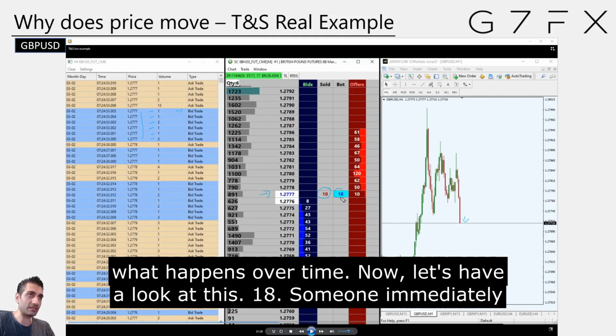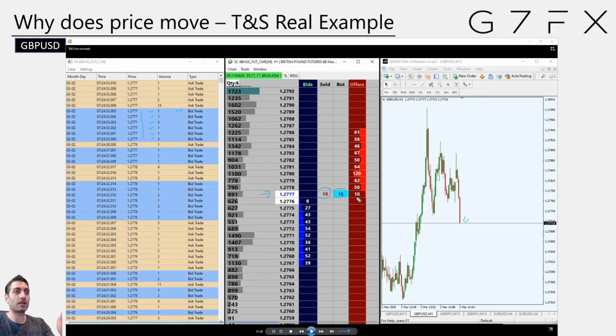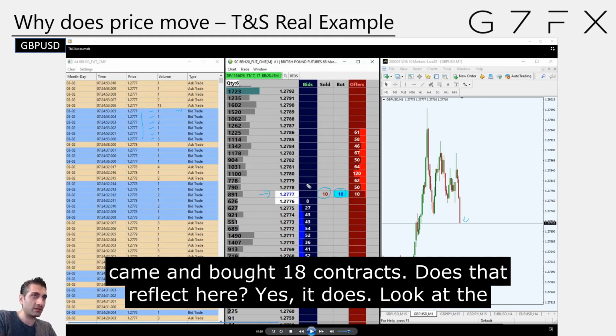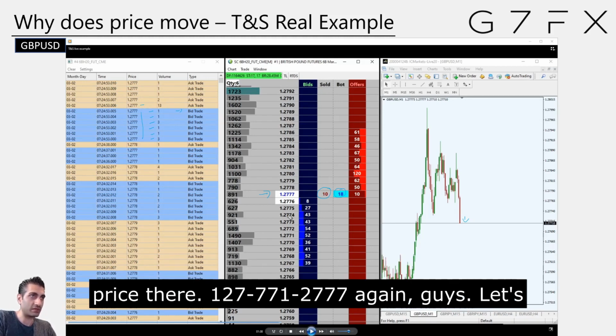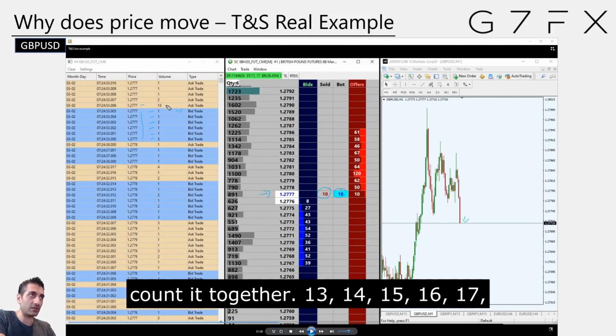Now let's have a look at this 18. Someone immediately came and bought 18 contracts. Does that reflect here? Yes, it does. Look at the price there, 127.77, 127.77 again, guys. Let's count it together. 13, 14, 15, 16, 17, 18.